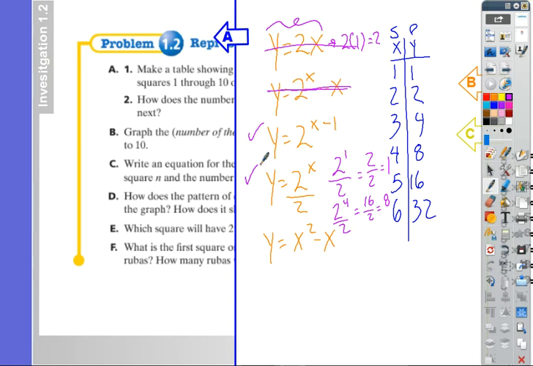That means that these two equations are equivalent. That's kind of crazy, isn't it? They don't look the same, but they are equivalent. We'll talk about why they're equivalent in a moment.